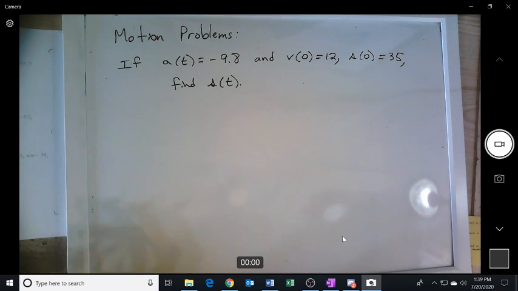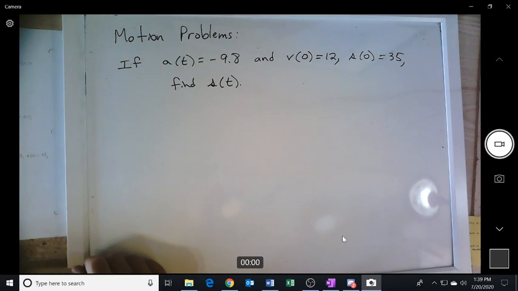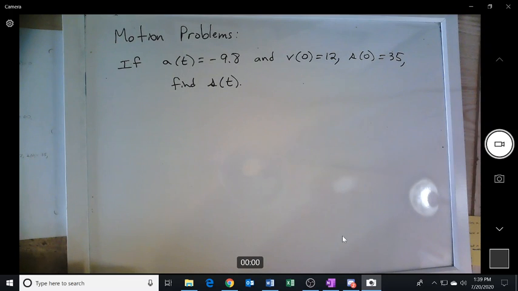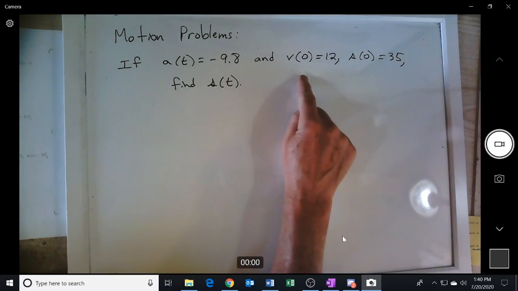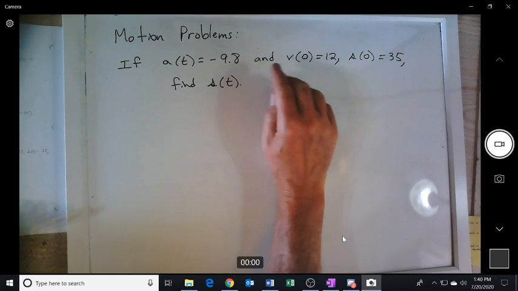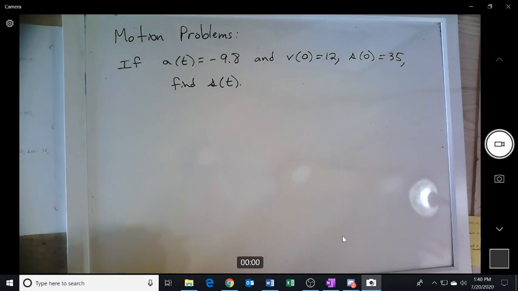Okay, so here's something where all we know about it is its acceleration is negative 9.8. That tells us it was at the surface of the Earth. If you're on the moon, it's significantly less acceleration due to gravity. Its initial velocity was 12, probably meters per second, since this was 9.8. Its initial height was 35. We can go backwards from this.